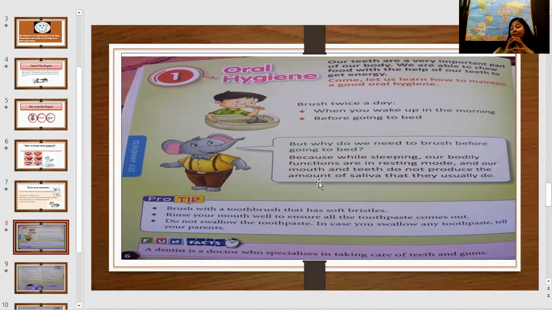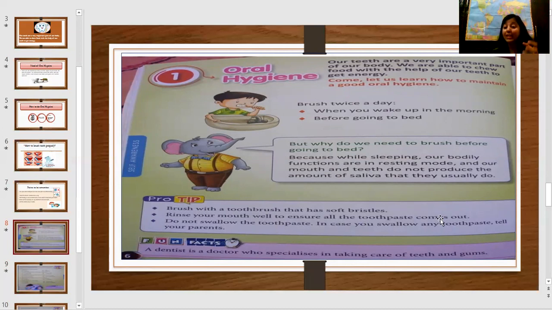Some pro tips have been given to you in your book, that is, brush with a toothpaste that has a soft bristle. Yes, students, you should use a toothbrush that has soft bristles, so it doesn't hurt your teeth or your gums. Rinse your mouth well to ensure all the toothpaste comes out.